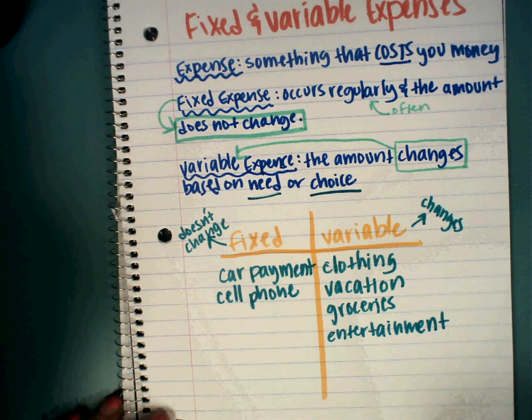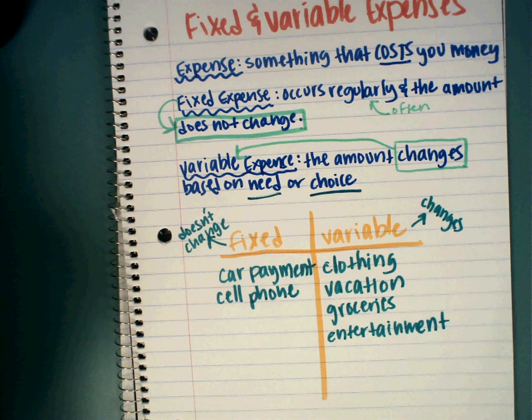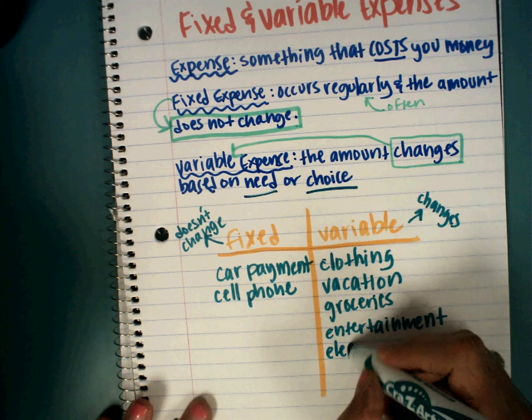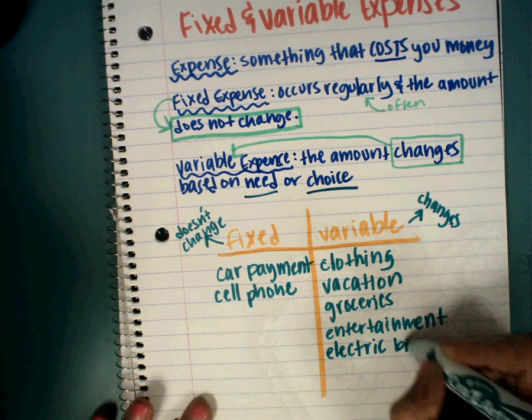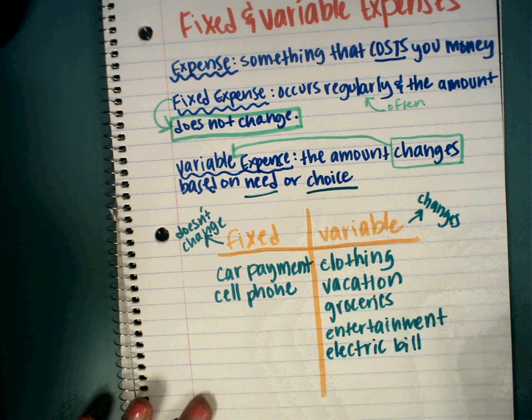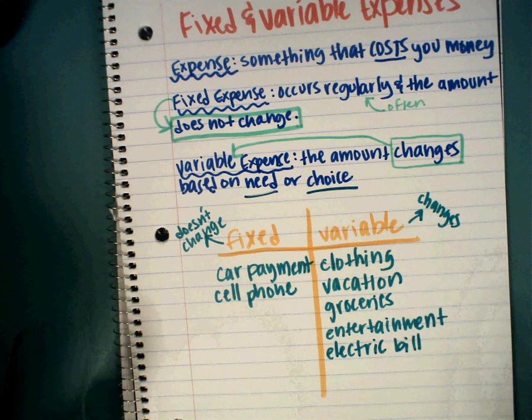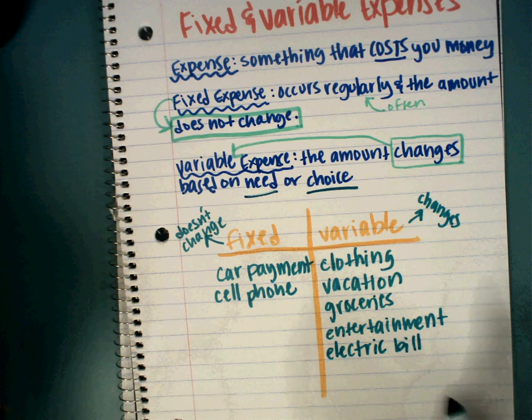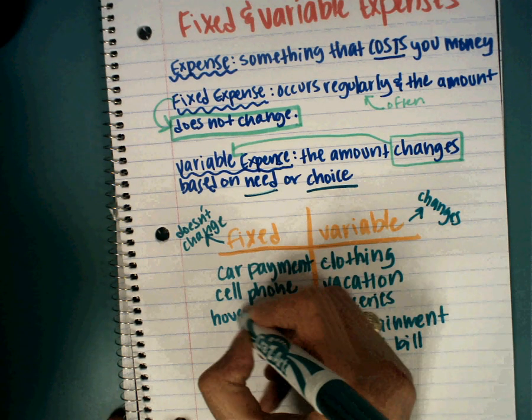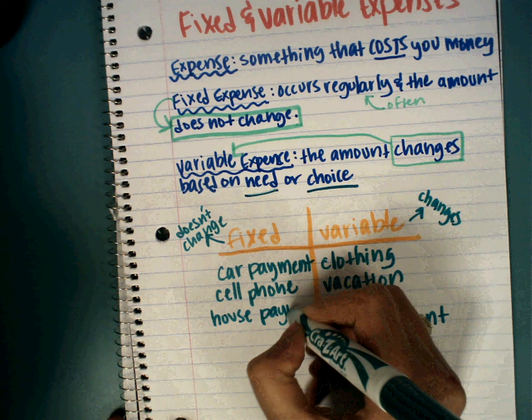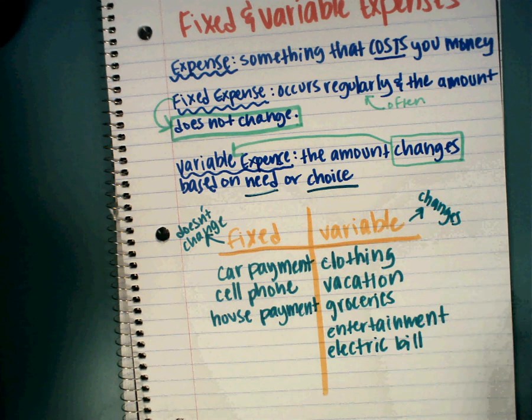All right. An electric bill, well, that can be either one because my electric bill is variable because it depends on how much I use, right? It depends on my need of electricity. Okay, so I'm going to put electric bill over here. My house payment, same thing as my apartment payment, right? It's fixed. It doesn't change. It's the same thing every month. House payment. If you see payment or bill, it's usually fixed.